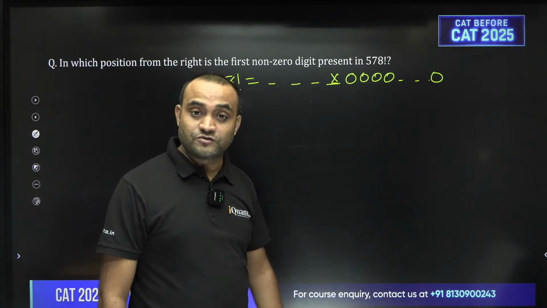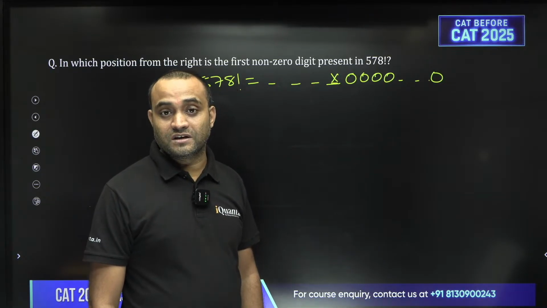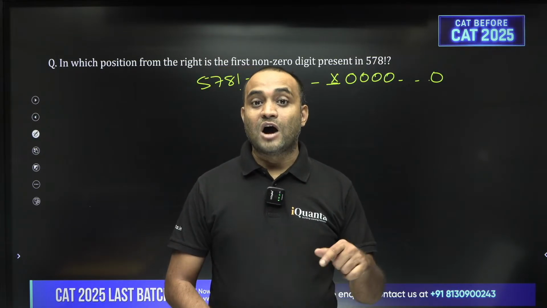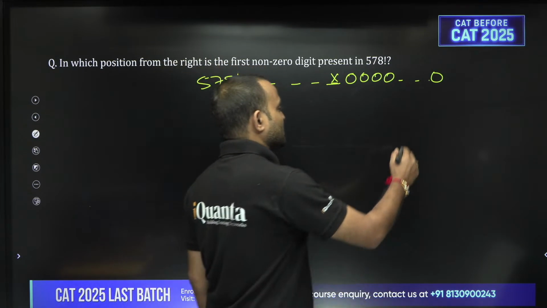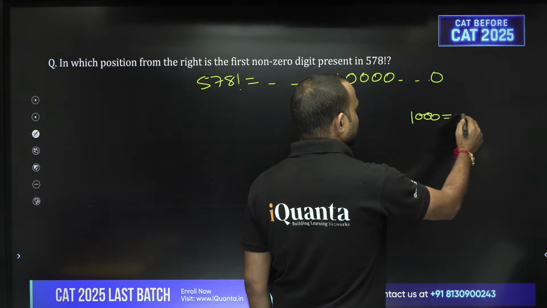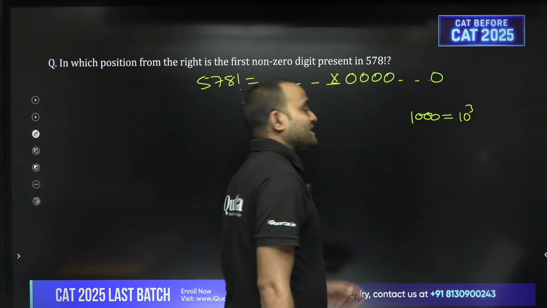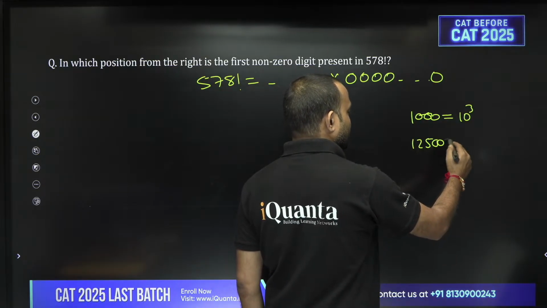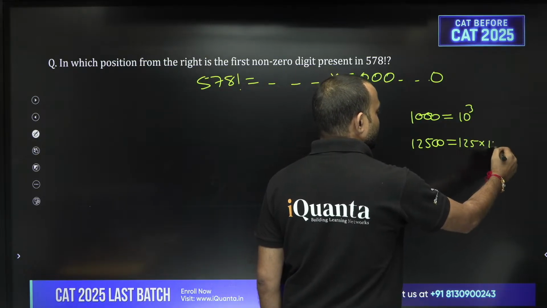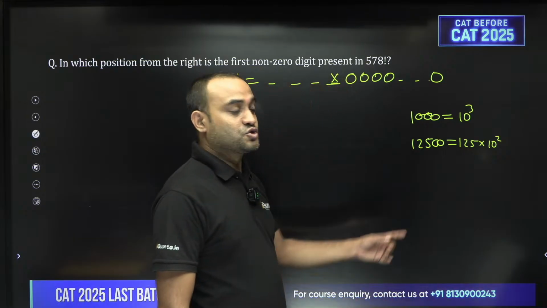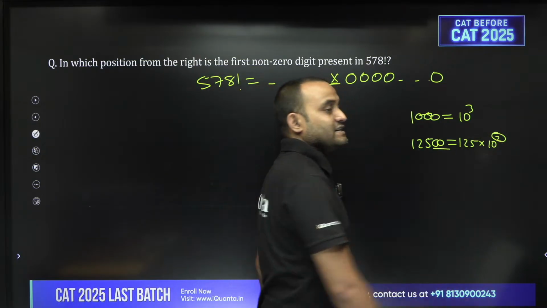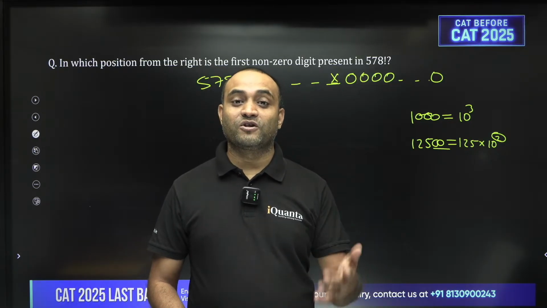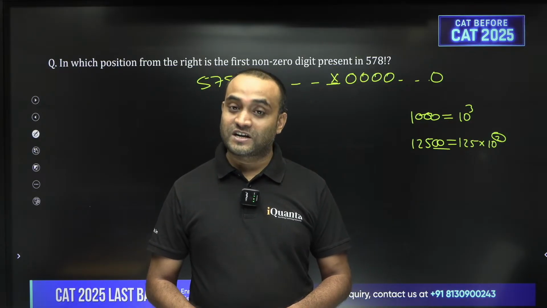So how many zeros will be there? At the end of any number, how many zeros are there? 1000 can be written as 10 cube, because it has 3 zeros in the end, right? 12,500 is 125 into 10 square. So it has 2 zeros because the power of 10 is 2. So we just need to find what is the total power of 10 in 578 factorial.